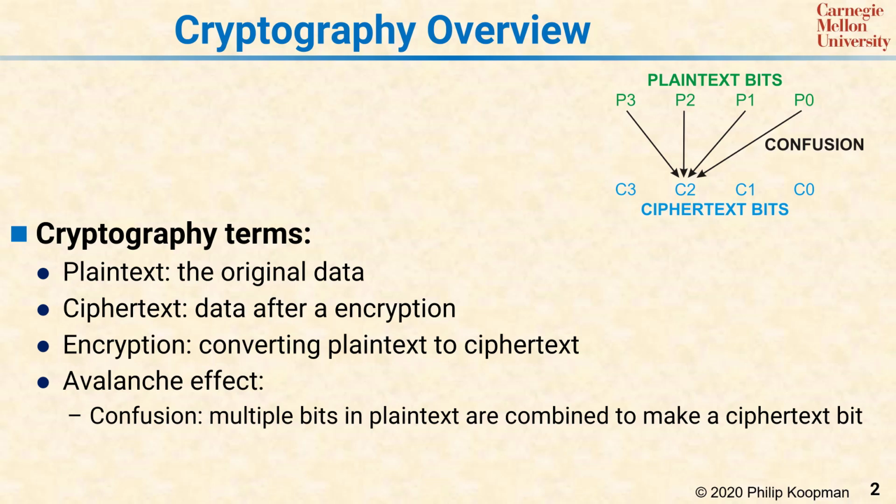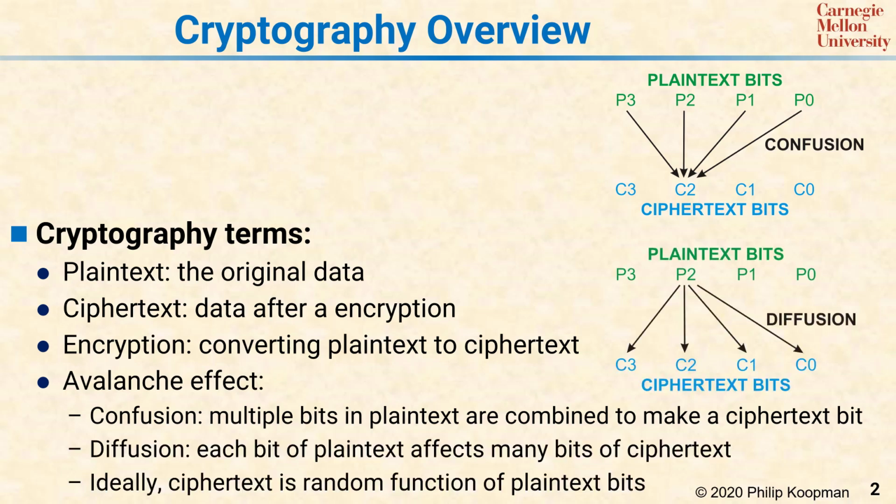The other side of that same coin is diffusion. Diffusion works sort of the other way. Each bit of plaintext affects many of the bits of ciphertext. In particular, what you'd like is if a single bit of the plaintext changes, then all the bits of the ciphertext change. For mathematical purists, all these changes are with probability 0.5.